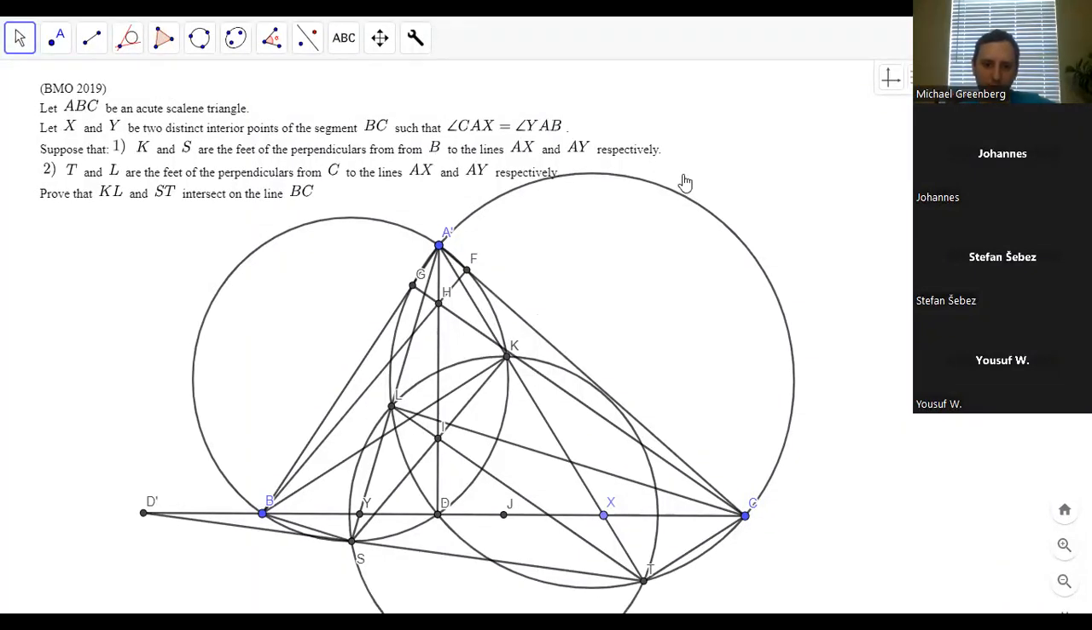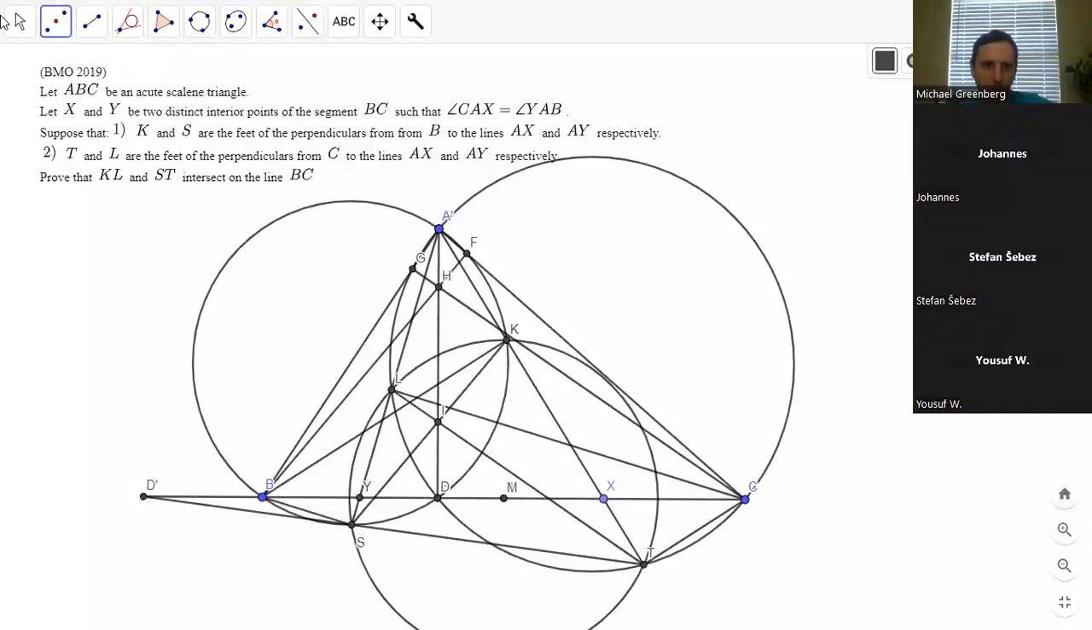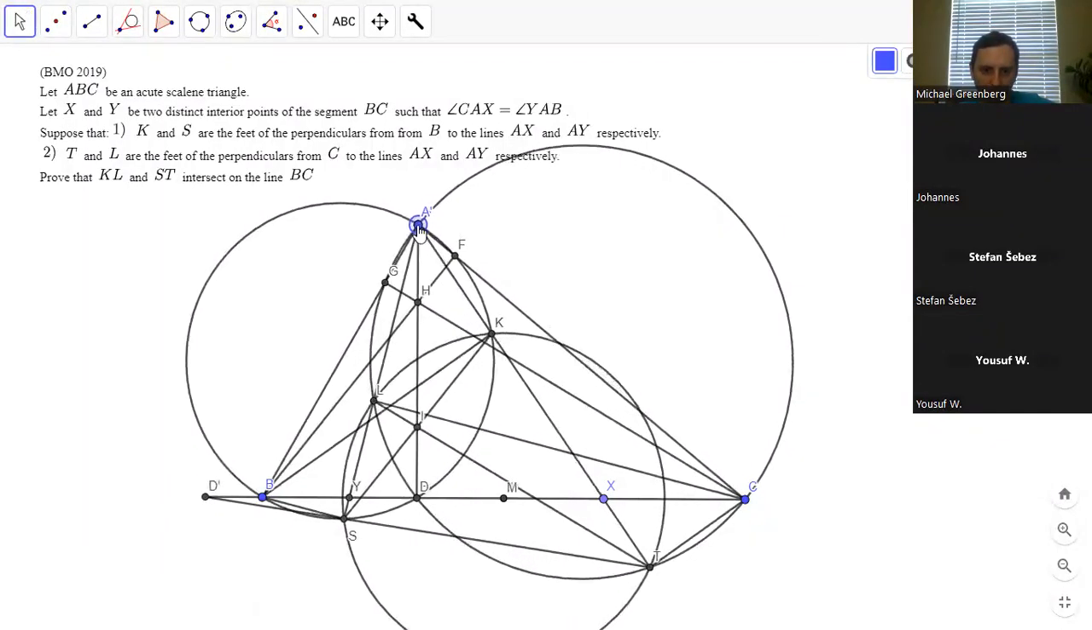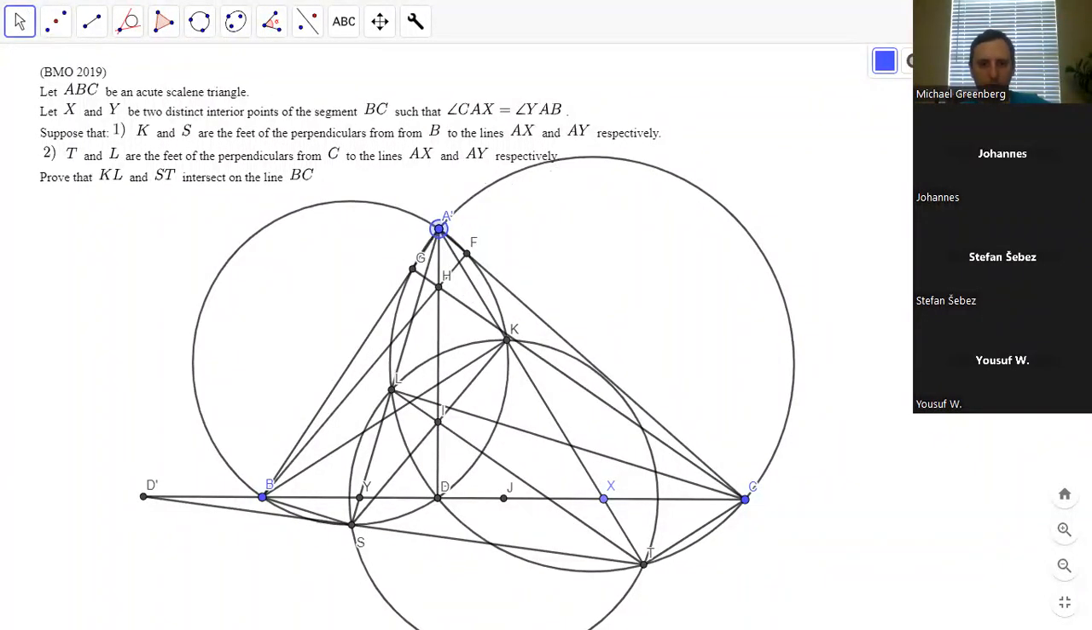Is J the center of SKLT? Looks like it might be. Looks like it is. Let's see. Yeah, that's very interesting. So yeah, the midpoint of BC is actually the center of the circle. I don't know if it's easy to see. I think you're right. You can use Desargues' theorem to finish it. You can use Desargues' theorem.